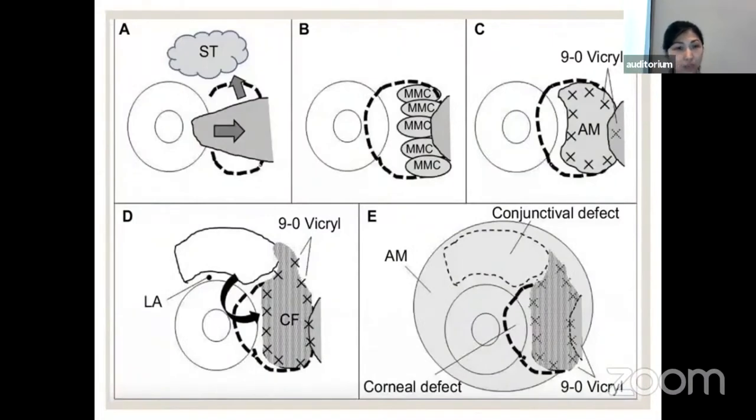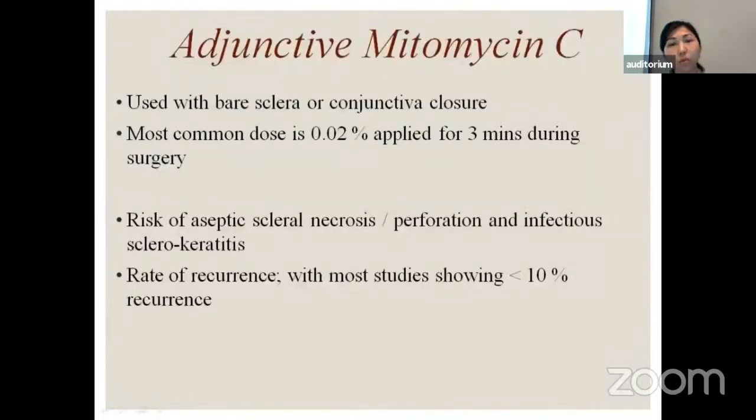So this is the procedure if you are using mitomycin C. When you want to consider mitomycin C, like I said, for recurrence, you might want to consider using it. The common dose is 0.02% and you apply it for 3 minutes during the surgery. But of course, you have to inform the patient that there's a risk of scleral necrosis, perforation, and infective sclerokeratitis. But it shows good results and the rate of recurrence is usually less than 10%.